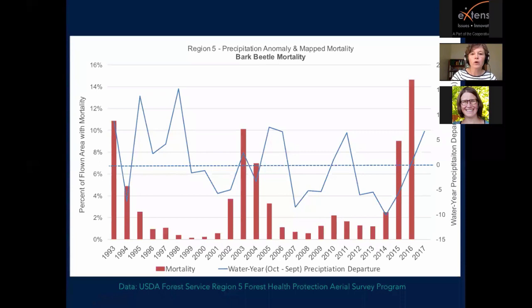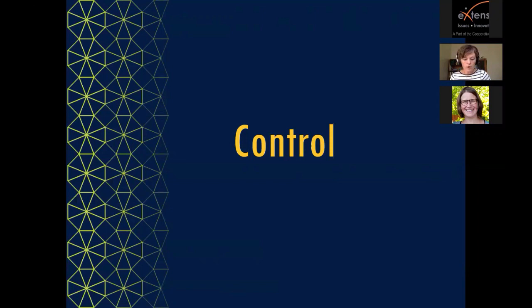And so control. Control is a topic people have really varying opinions about. Barb Benz has stated and written that there is no way to control a bark beetle outbreak once it is a landscape scale event. And I completely agree with that.